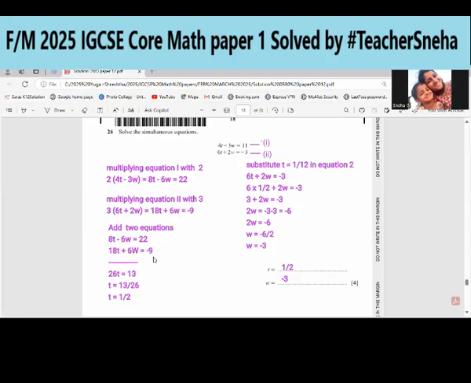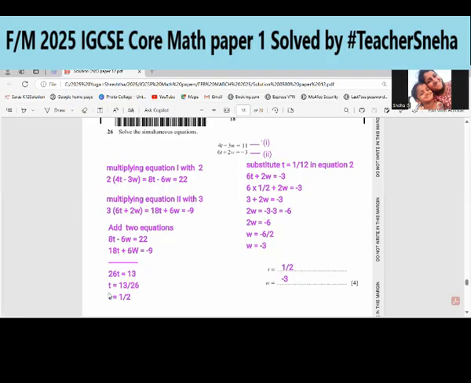So, when I add the two equations, it is 8t plus 18t, which gives us 26t, and that is equal to 22 minus 9, which is equal to 13. And then this minus 6w plus 6w got eliminated with each other. So 26t is equal to 13. Therefore, t is equal to 13 upon 26. t is equal to 1 upon 2.